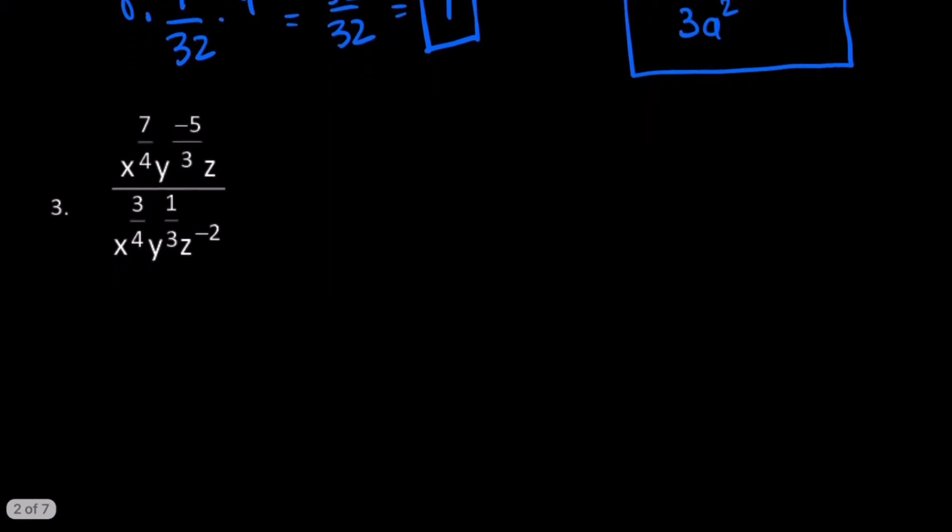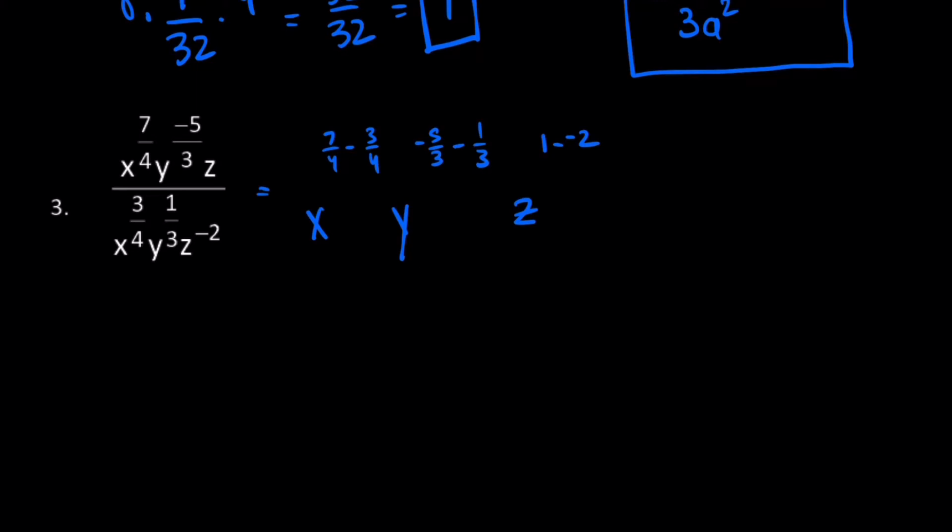And lastly on this page, I've got some fractional exponents. A couple different approaches here. One thing you can do, those of you that just like to use the rules, think to yourself, okay, this is division. I'm going to subtract exponents. So I want to write it out subtracting my exponents. So you'd get something that looks like this. X to the 7/4 minus 3/4. Y to the negative 5/3 minus 1/3, z to the 1 minus a negative 2.